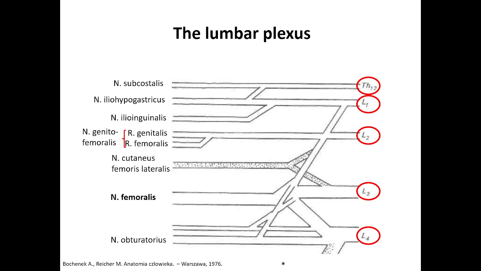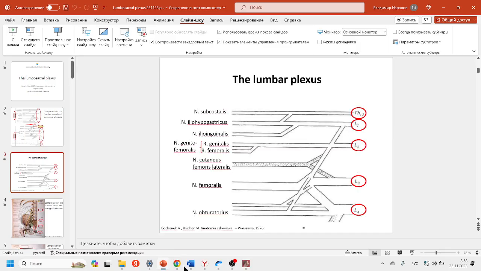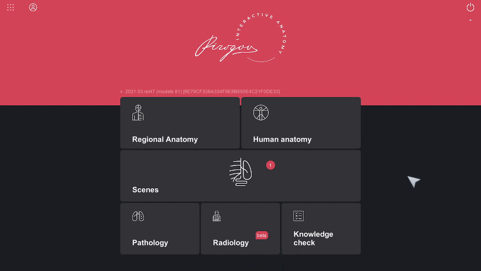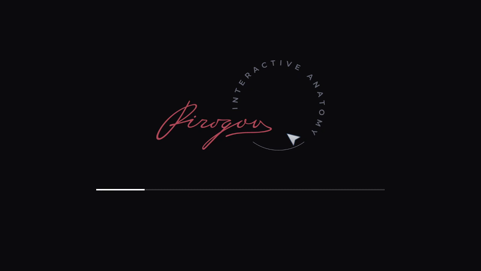And now I'd like to demonstrate them on the PIROGOV atlas. And I hope today evening you shall do the same. Let us try. First of all, we use this part, human anatomy. We are learning human anatomy. Later, in the second and third course, you shall learn regional anatomy or topographical anatomy. So I click here, human anatomy.